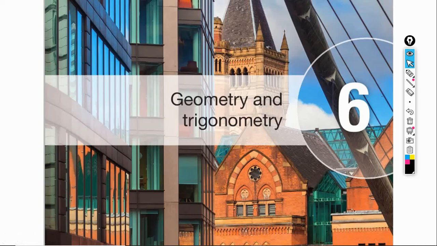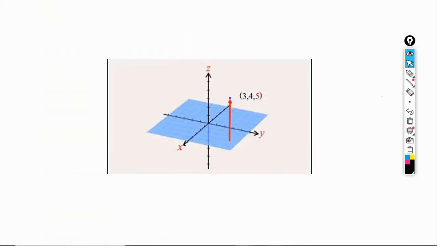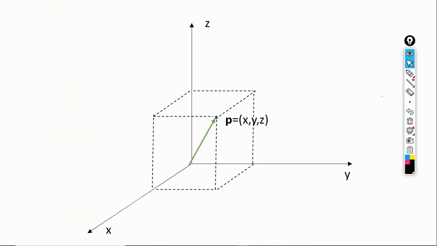Hello, everyone. So this week we're going to continue studying Chapter 6, Geometry and Trigonometry. So the first thing that we have to understand is the three-dimensional plane. And here we can see an image that shows us precisely a three-dimensional plane.